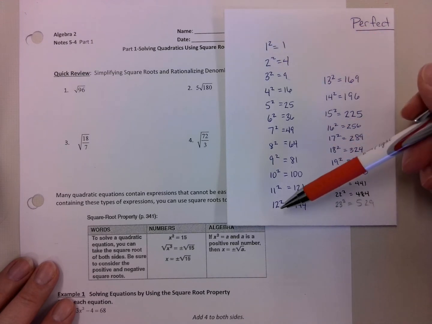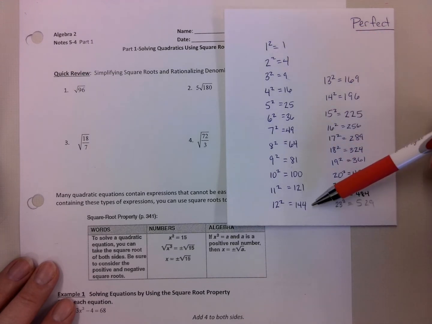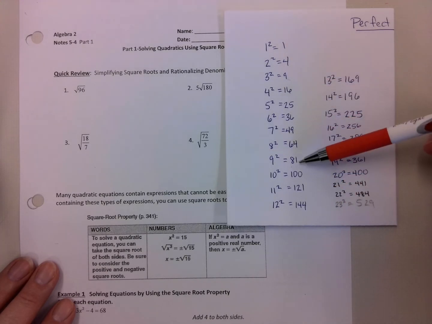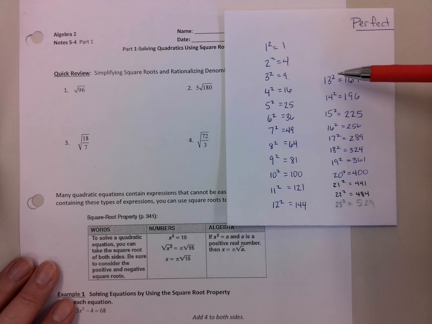I have 1 through 12 squared, and we should be really familiar with these because of our times tables. These are the diagonal, 1 times 1, 9 times 9. And then I went ahead and went from 13 to 23. Maybe a little overkill, but these are our numbers squared, so good for us to reference.